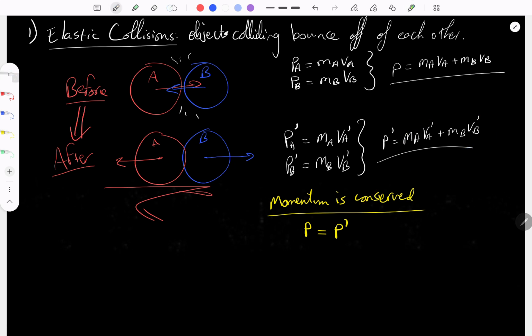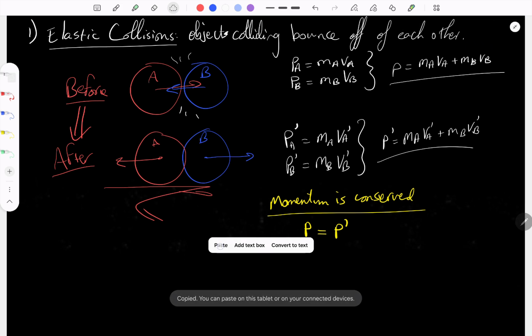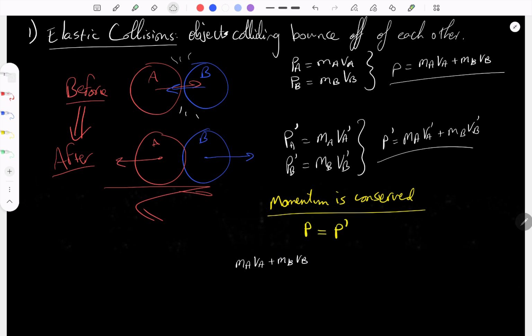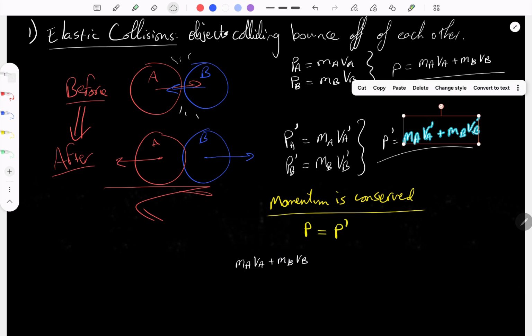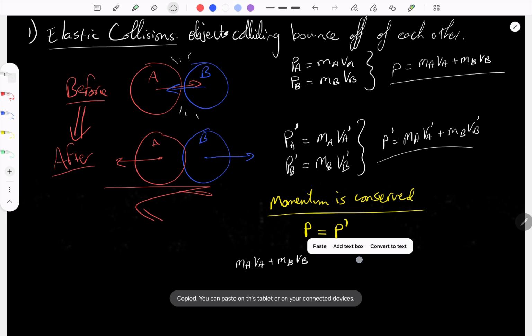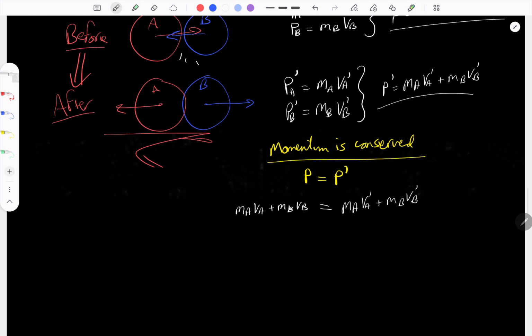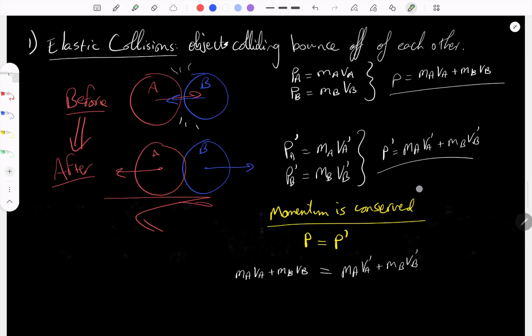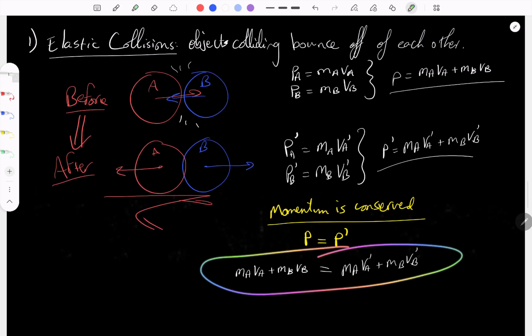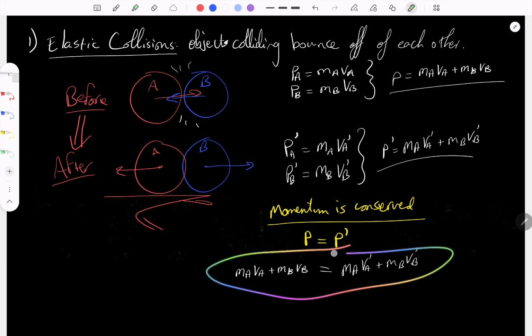We're going to do exactly that. I'm going to copy these two. This is the momentum before the collision, and this is the momentum after the collision. And these two are equal to one another. And this, in fact, will end up being the formula for elastic collisions, specifically for perfectly elastic collisions. But this is the only case we're going to take.